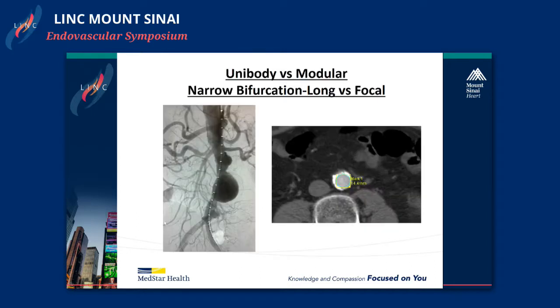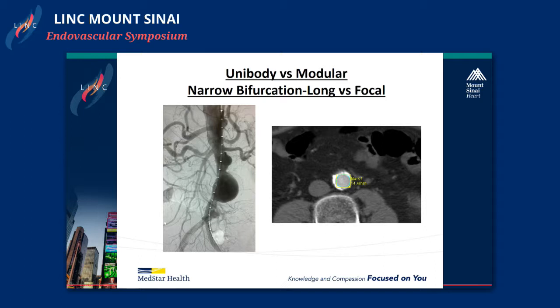But going back into this different type of anatomy, I think that your long narrow aorta versus your focal narrow aorta are 2 different things. I think in that long space, really putting a unibody device, in my opinion, is probably the better way to go. You have a long, narrow aorta. If you were to have 2 limbs competing through that space, I think there would be a higher risk of potential limb occlusion and limb thrombosis.